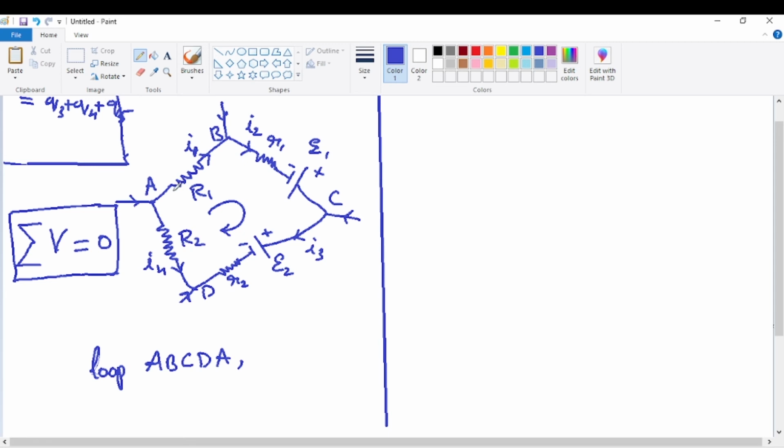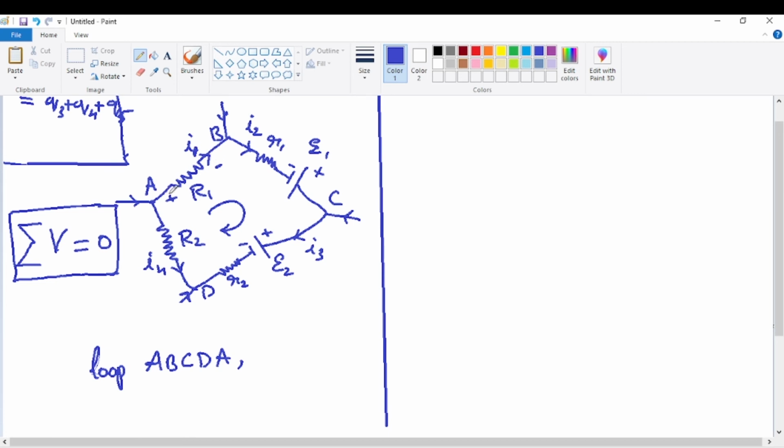Current always flows from higher potential to lower potential. So this is higher, this is lower. Higher potential is always denoted as positive. Lower potential is denoted as negative. As we are going from A to B, that means from the left end of the resistor to the right end, initially we are at higher potential, finally we are at lower potential.